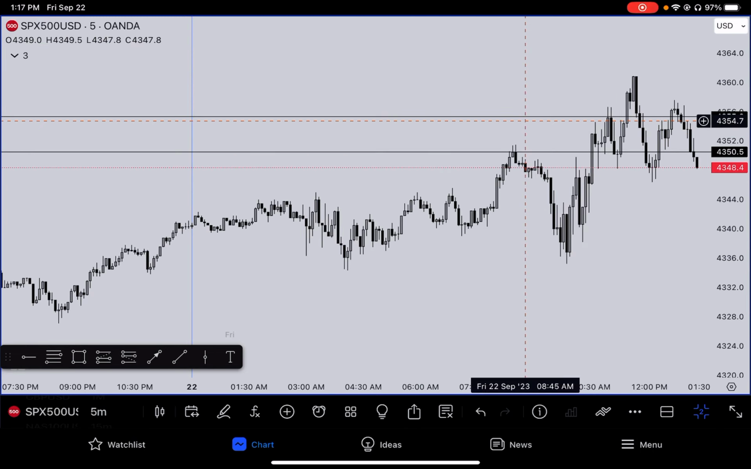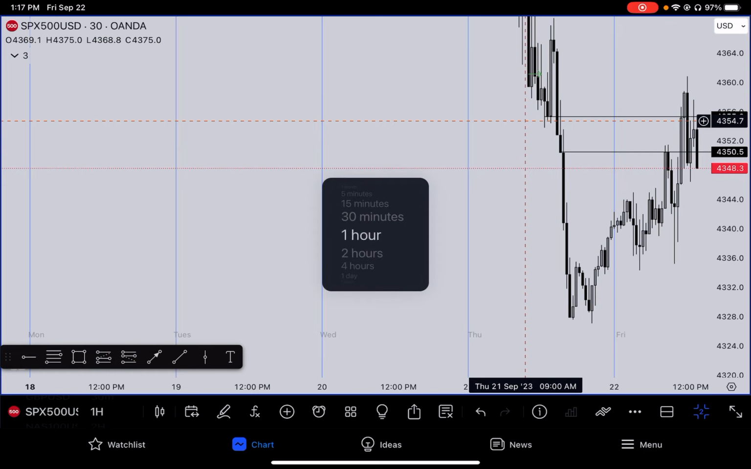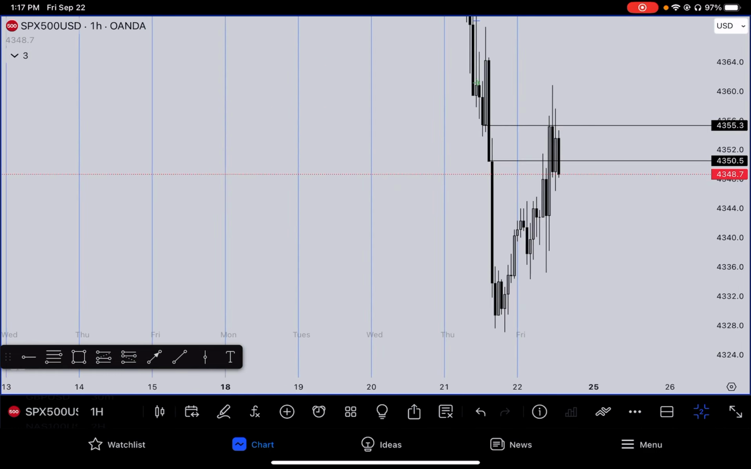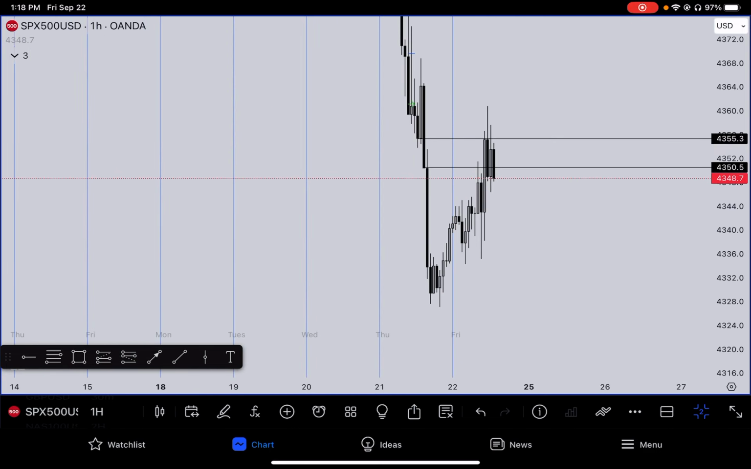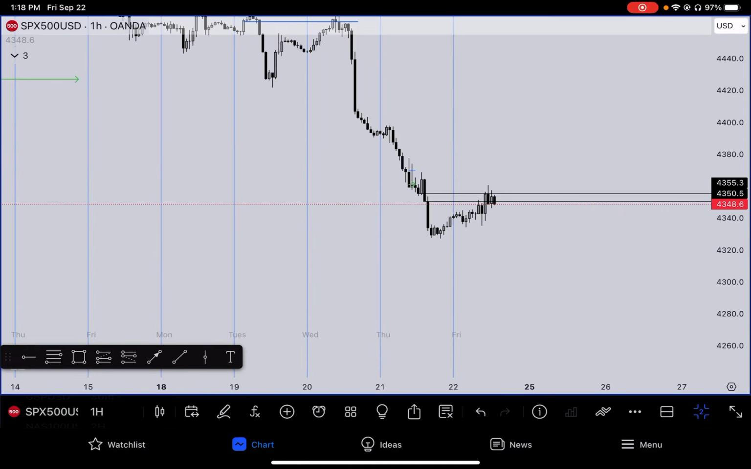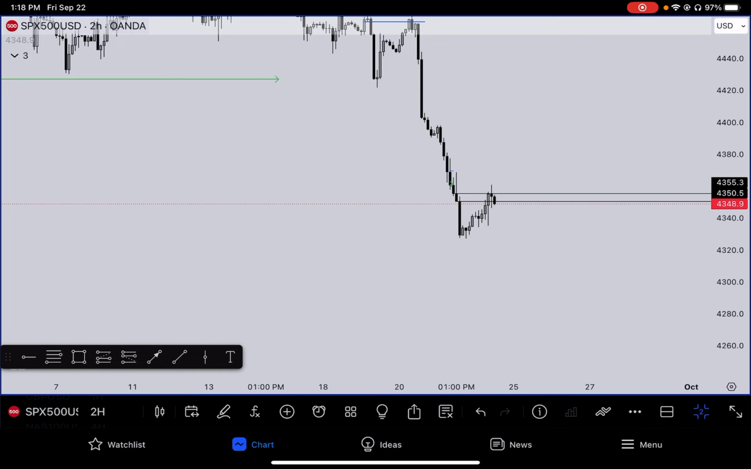And here, just so we can see what S&P looked like, this is what we got. Scale it out. Yep. All right, let's get it next week.